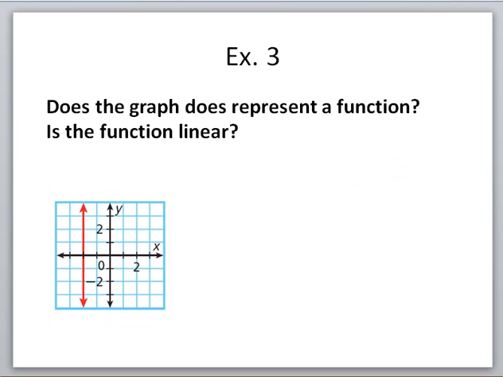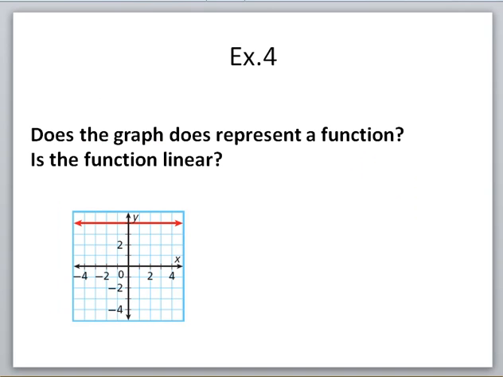My third example, does the graph represent a function? Well, I will test it with the vertical line test. Notice how when I draw this vertical line, all the x values are exactly the same, so it does not pass the vertical line test. This is not a function. Because it's not a function, we're not going to answer the second question. The second question says, is the function linear? Because it's not a function, we're not going to answer whether or not it's linear.